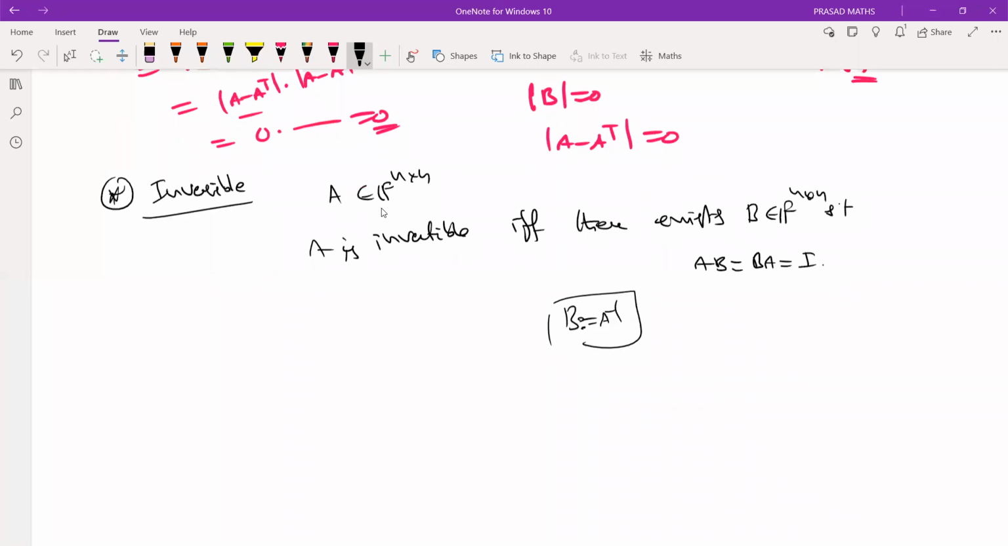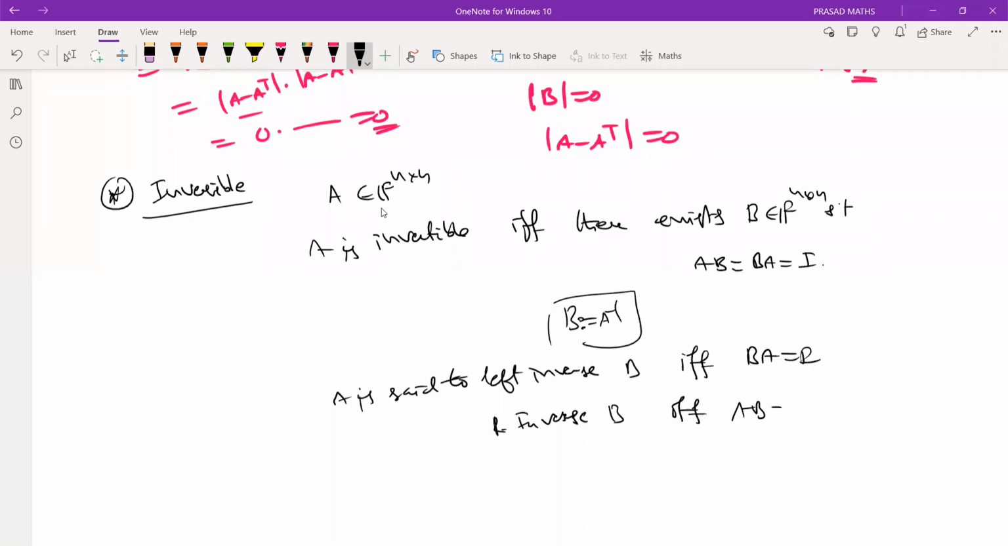Or else, in some books they write that A has a left inverse: B is a left inverse if BA equals I. Right inverse: B is a right inverse if and only if AB equals I. If A has a left inverse as well as a right inverse, then we can say that A is invertible. But all that is not necessary. Sometimes, if a right inverse or a left inverse exists, it is invertible.